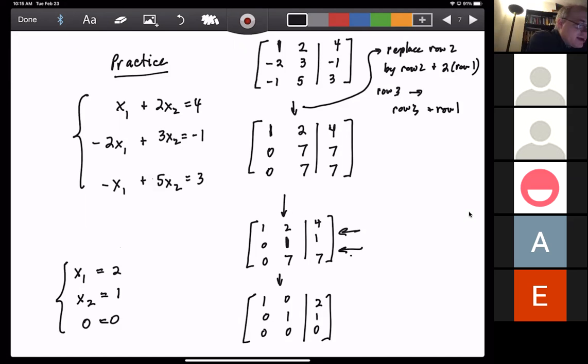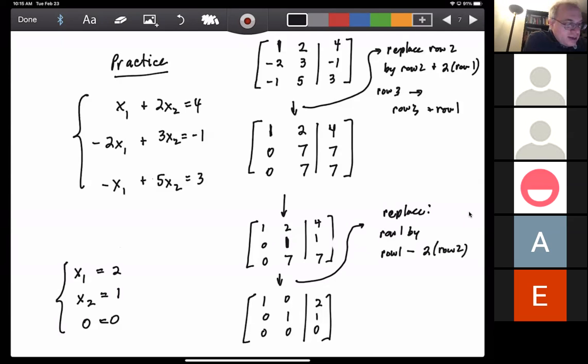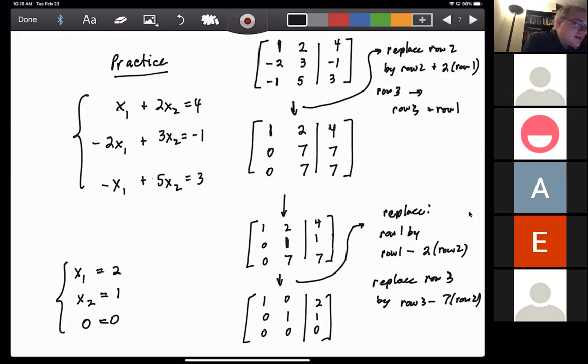I want zeros in all the entries of column 2, other than the one in row 2. So over here, what did I do? I replaced row 1 by row 1 minus 2 times row 2. And I'm going to replace row 3 by row 3 minus 7 times row 2. Right, notice if I multiply row 2 by 7, I'm back to 0, 7, 7. I subtract, I get all zeros. Is that clear? Yeah, it's clear. Okay.